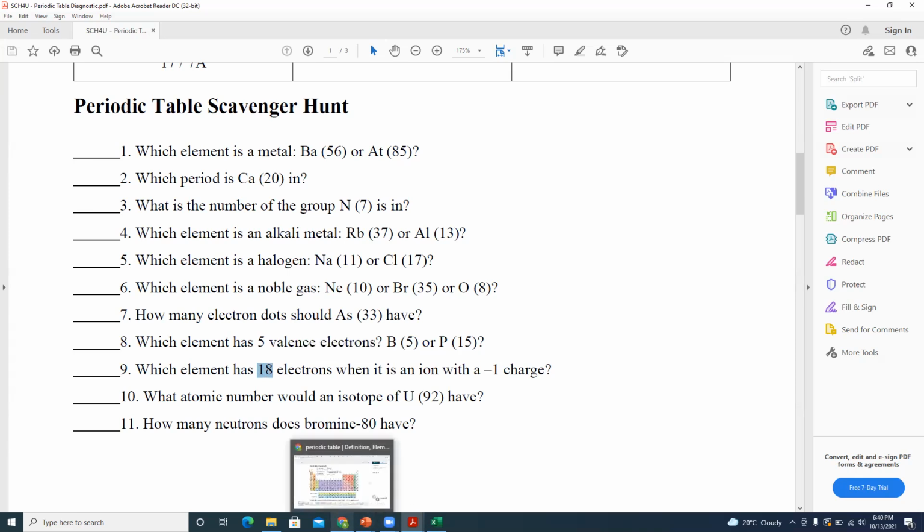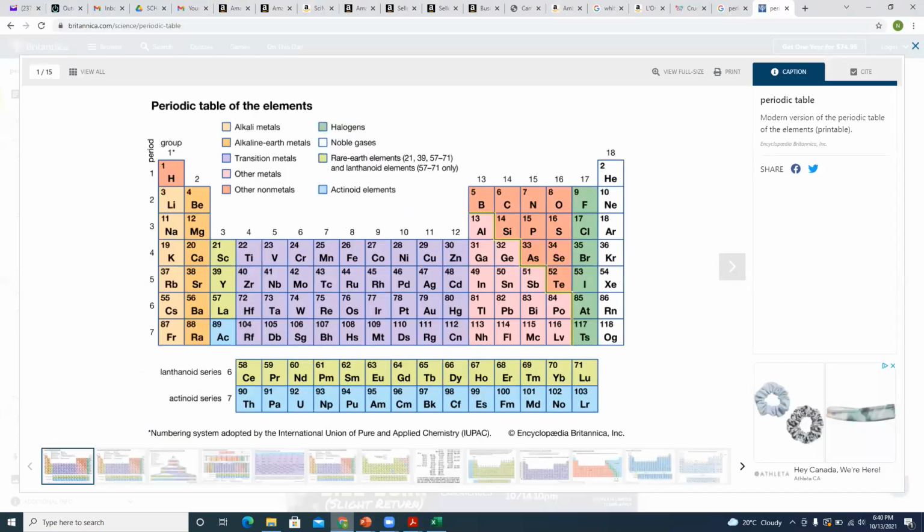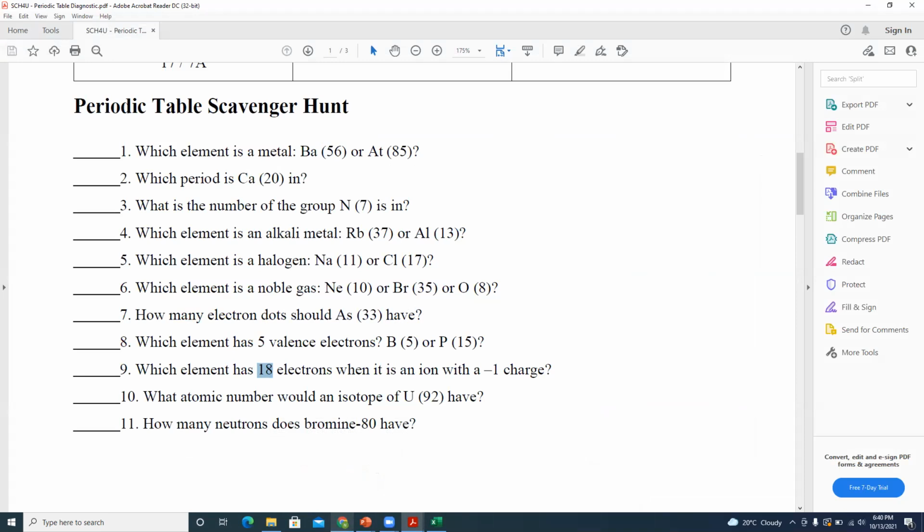Yes. So then let's see which element would have 17 electrons. Which element would have 17 electrons? I'm not talking about valence shell, I'm just talking 17 electrons. Chlorine. This element would be chlorine. Yes, exactly. Perfect. Okay.